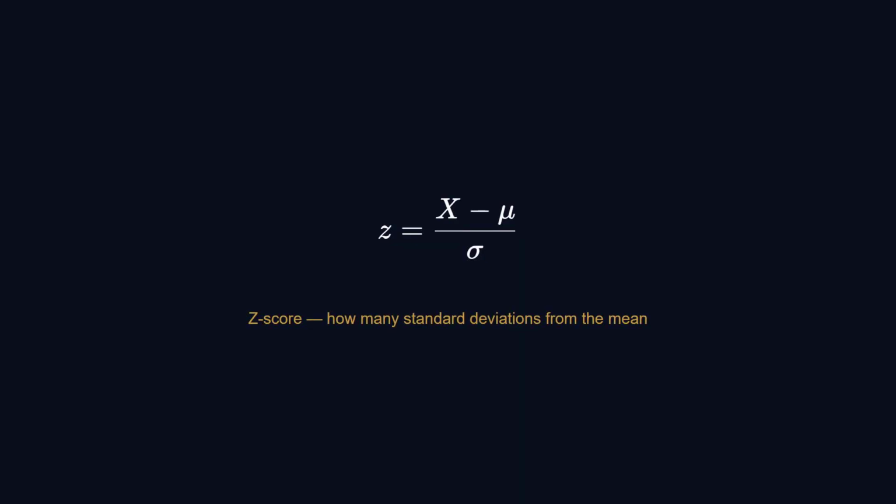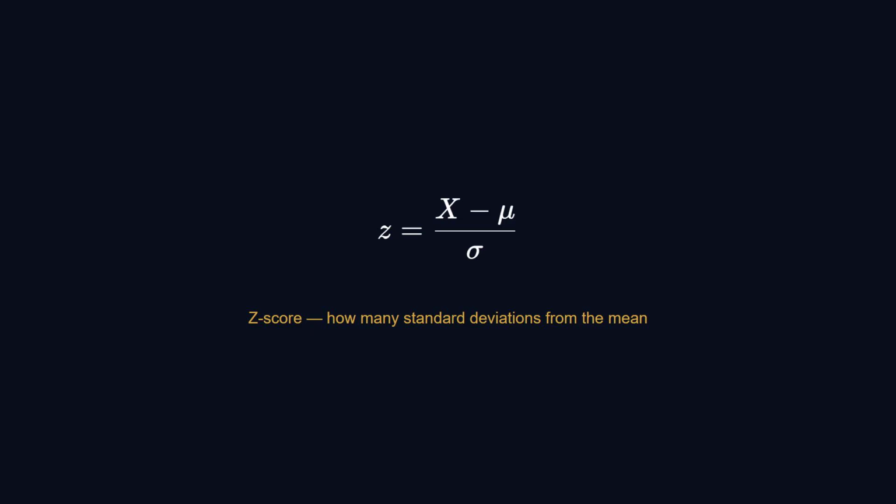The standard normal distribution has mean 0 and standard deviation 1. Any normal distribution can be converted to standard normal using the z-score formula. Z equals x minus mu divided by sigma. X is the value you are standardizing, mu is the mean, sigma is the standard deviation.